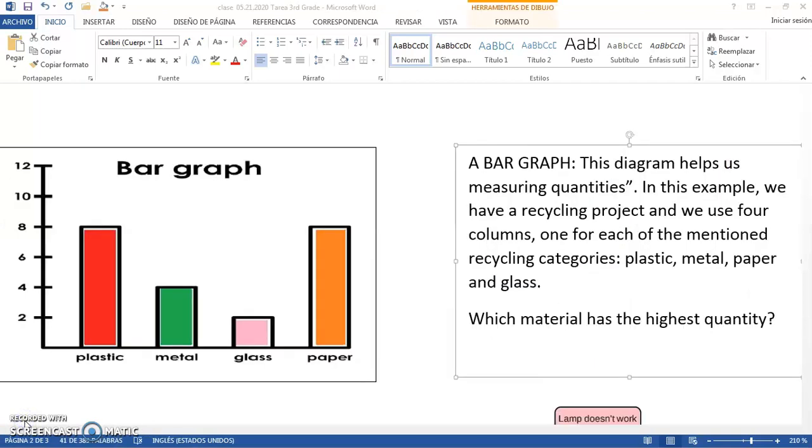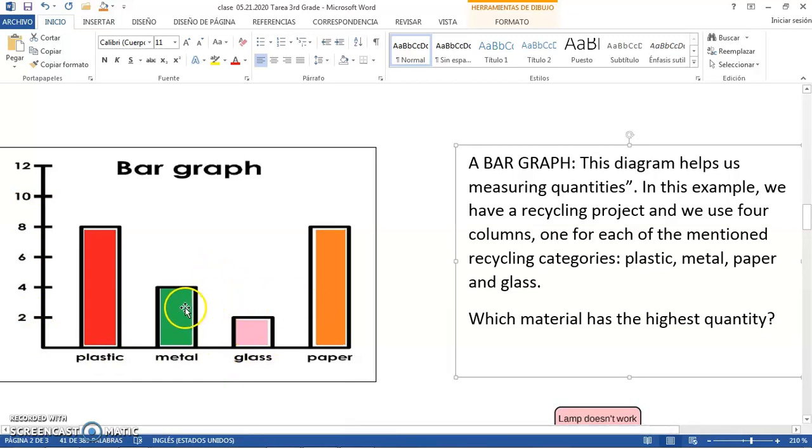Next type of diagram, a bar graph. A bar graph is a diagram that helps us measure things, quantities. In this example, we have a recycling project and we use 4 columns, one for each of the mentioned recycled categories: plastic, metal, glass, paper. And you can see on this axis the quantity, probably the kilos that you have gathered of that. Here you have the different types of things that you're recycling.